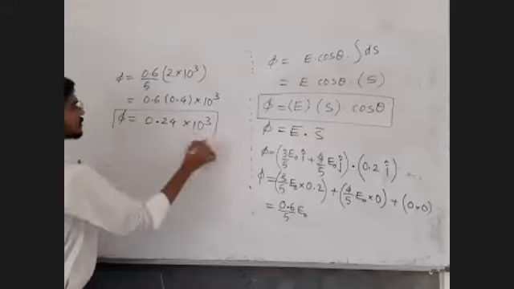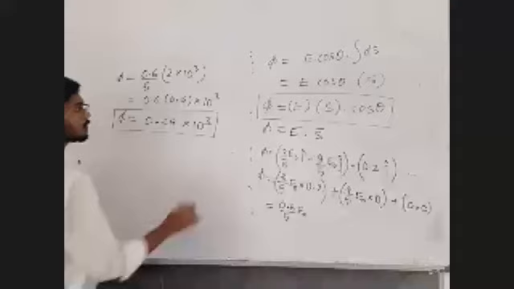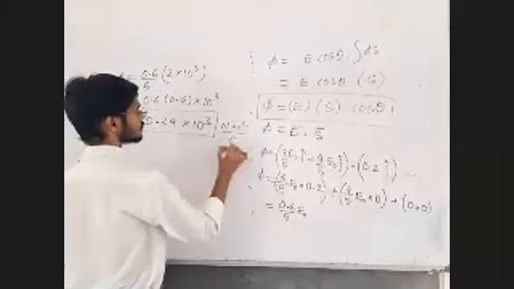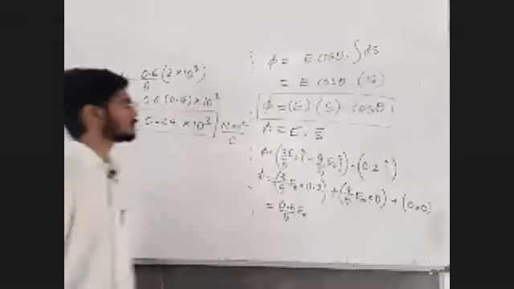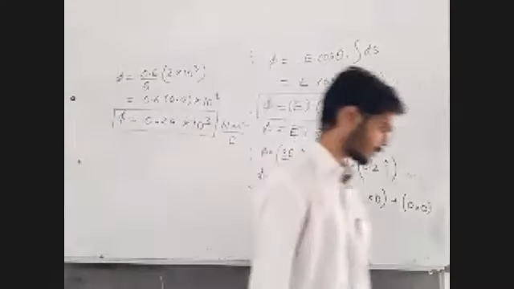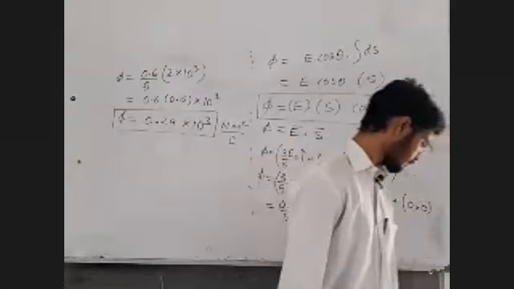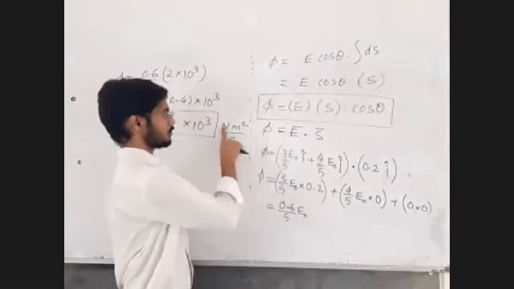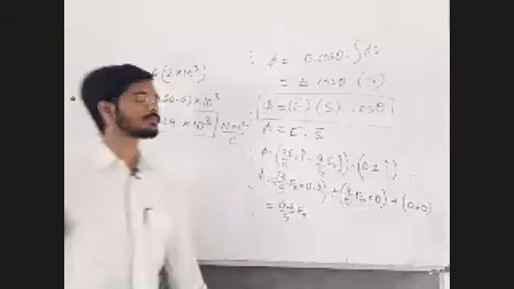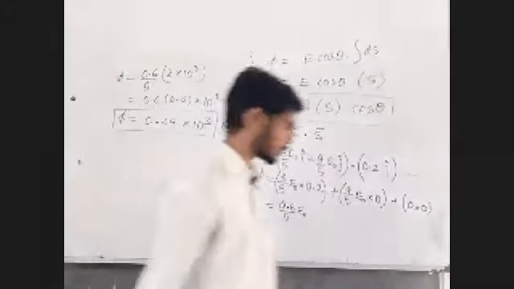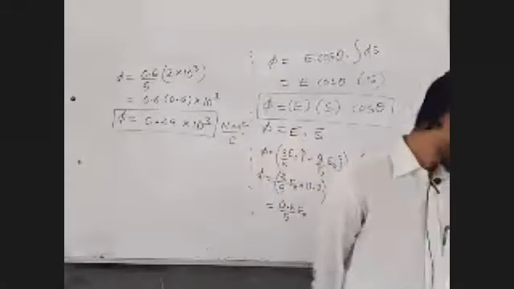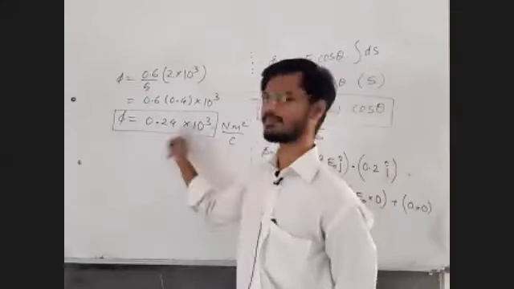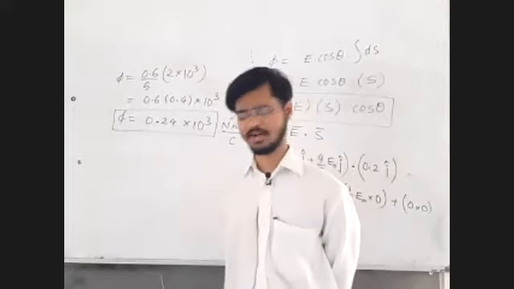Electric flux. What is the unit of electric flux? Newton meter square upon Coulomb. Check if I am right or wrong. Electric field is Newton per Coulomb, force per unit charge, and area is meter square. Reply in the chat box, yes or no. They have done this multiplication and written 240. That we can do.